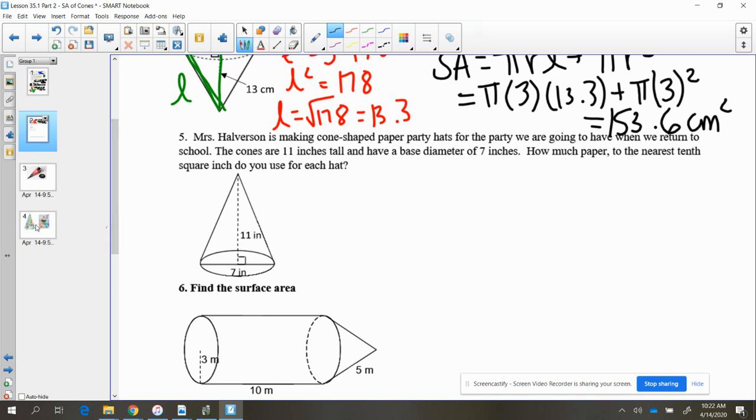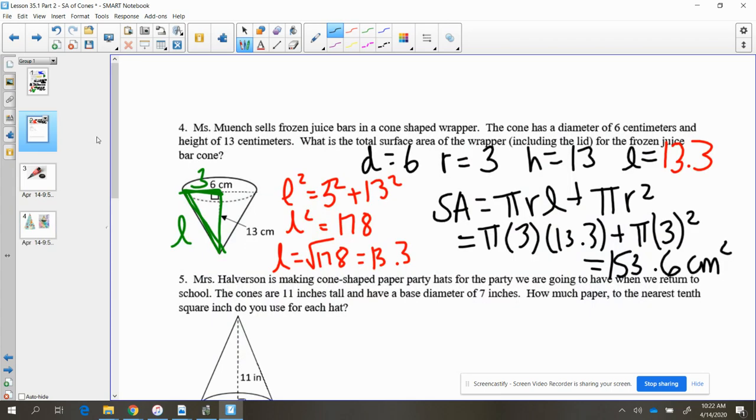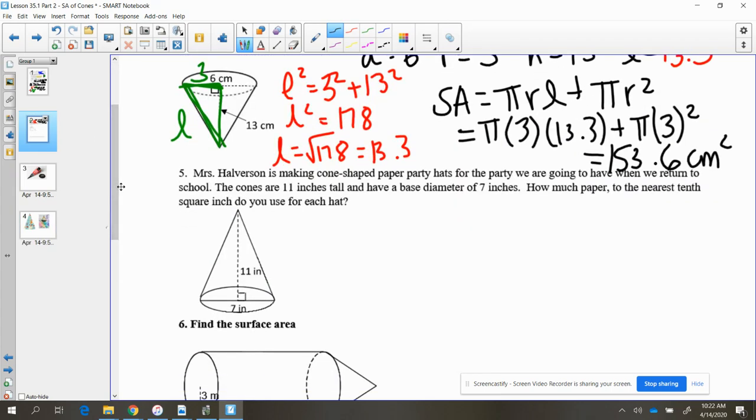Well, unlike our snow cone example, think about a party hat, right? Here's one with a bunch of dogs, because dogs are my favorite. We have down here a party hat. Notice the bottom is open. There isn't anything on the bottom because it has to be able to fit on your head. So we're not actually looking for the total surface area in this particular problem. We're only going to look for the lateral area because, again, we don't need the base.